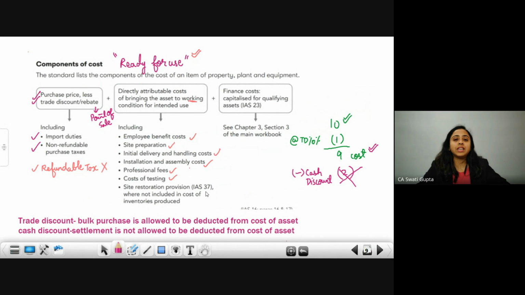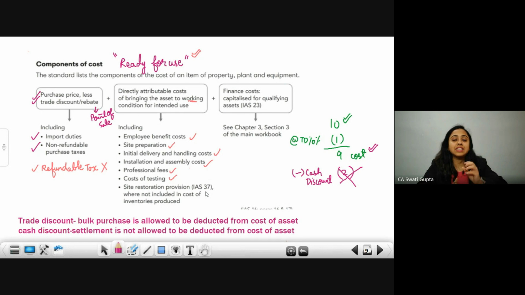Another example, for example, your work is to extract petroleum from earth. Whenever you find that there is petroleum in this area, you are required to install a huge drilling machine, extraction machine. For example, this extraction work will take 2 years. After 2 years, your obligation is to dismantle, remove that machine and bring that asset back to the original condition. This is known as site restoration provision.